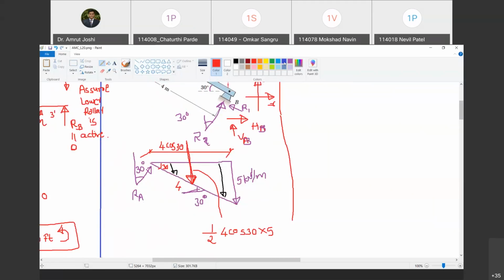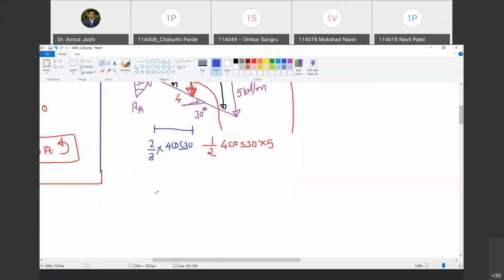And where does it act? It acts at the centroid of this triangle. If this total distance is 4 cos 30 from the vertex, what is this distance? 2/3 of 4 cos 30. Yes, sir. You agree with me? I have shown this distance also. So now what is the equivalent diagram? Let me show the equivalent diagram.